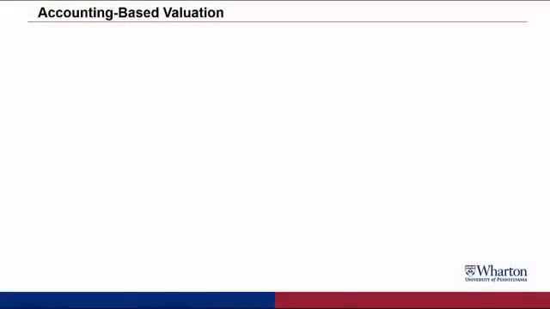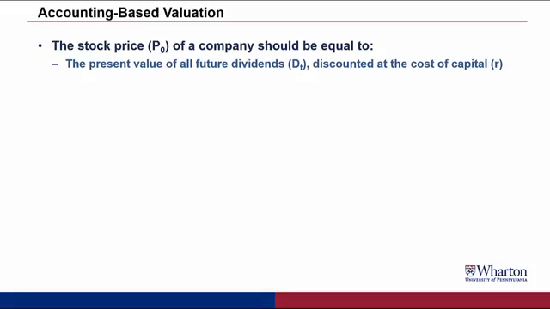Anyway, let's get started. Based on well-accepted theoretical models, the stock price of a company should be equal to the present value of all future dividends that the company pays, discounted at the cost of capital. So here's the equation. It's called the dividend discount model. The stock price, which is P at time 0, equals the sum all the way out to infinity of all dividends, that's D_t, discounted at the cost of capital R.